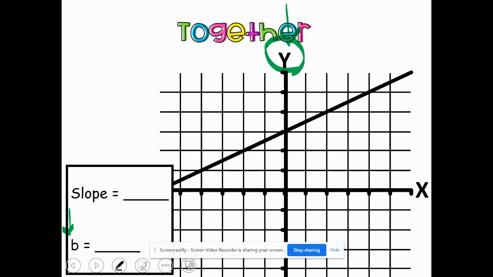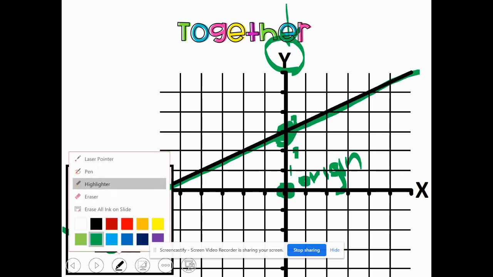All we want to look for is where this line crosses the y-axis, and it looks like it crosses right there. So the question is, is it positive or negative? If we're going up above the origin, this is called the origin, then we know it's positive, and we're going up 1, 2, and 3. So our answer is 3 for the b, or the y-intercept.